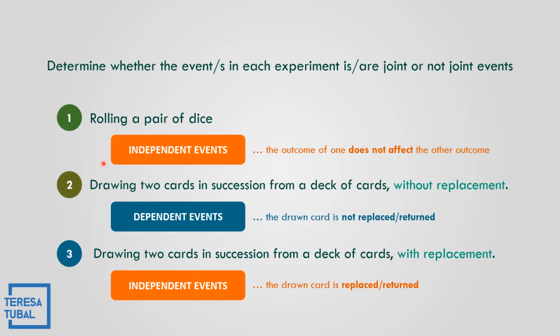Example number 1 and number 3 are independent events because one does not affect the other outcome, while the second one is dependent events because it affects the other outcome.